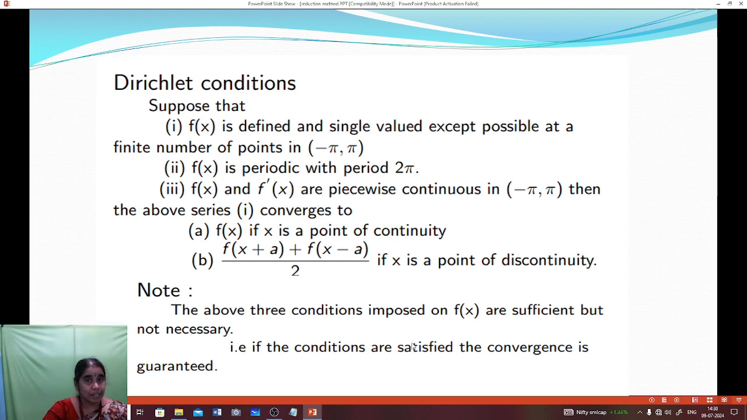Then the above series can converge to, first point, f of x if x is a point of continuity. If x is a point of continuity, then it converges to f of x. If x is a point of discontinuity, then it converges to f of x plus a plus f of x minus a by 2. These three conditions are sufficient but not necessary. That is, if the conditions are satisfied, then the convergence is guaranteed. This condition is said to be a Dirichlet condition.